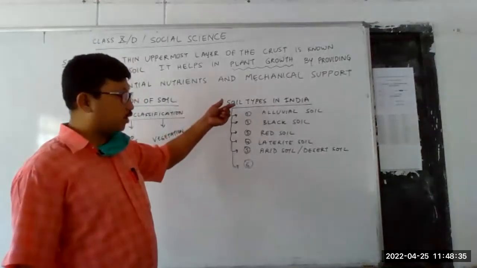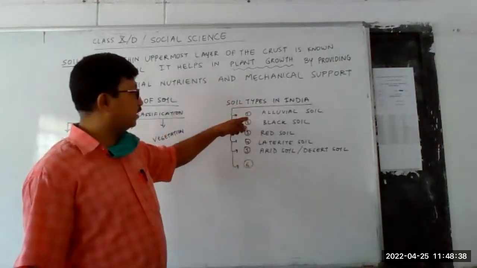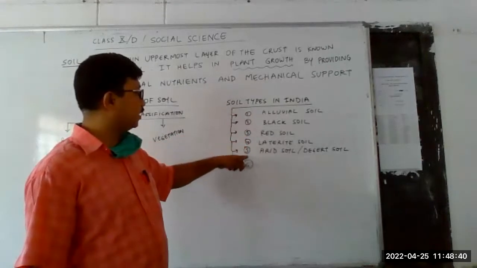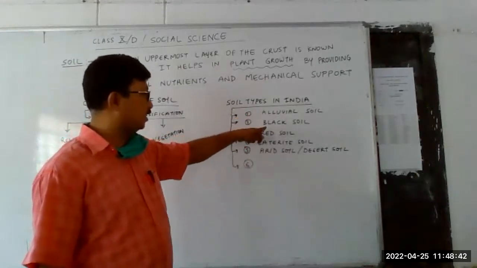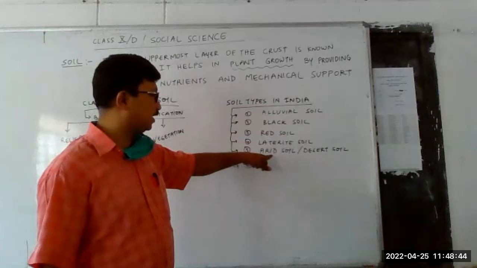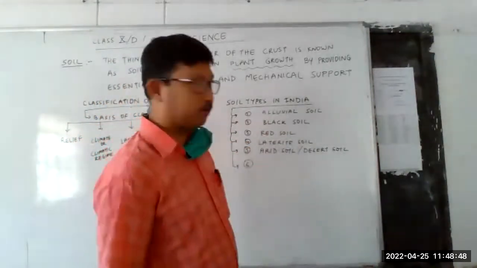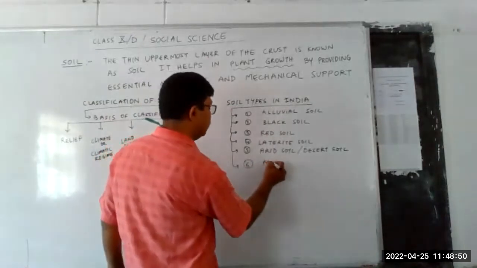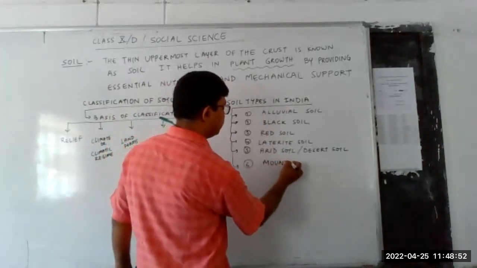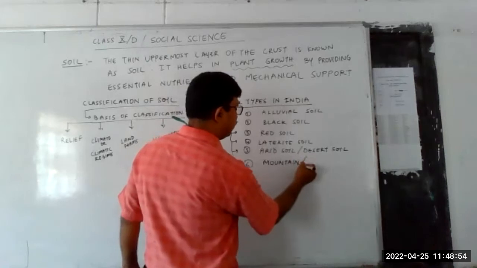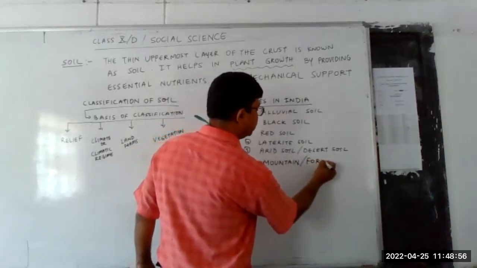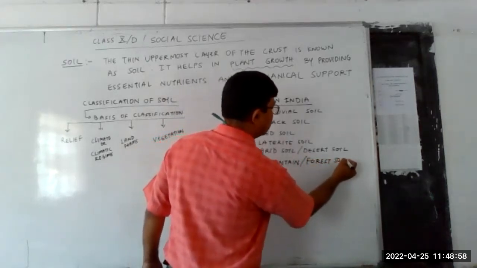So soil types which we see in India are 1, 2, 3, 4, 5, and 6. They are alluvial soil, black soil, red soil, laterite soil, arid or desert soil, and one more remaining which you have already responded, that is mountain soil. Mountain, or you can also see it as forest soil.